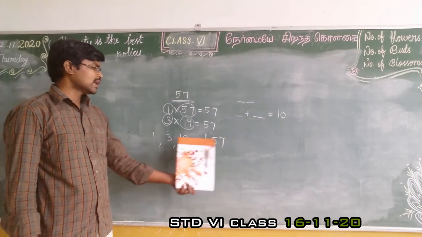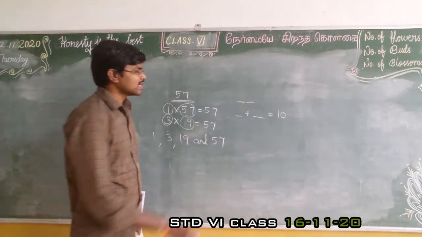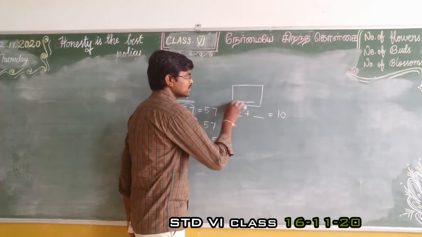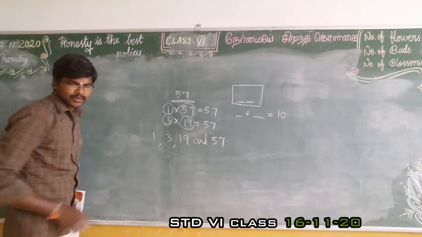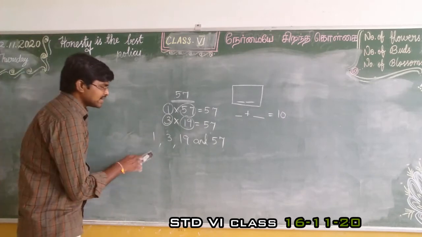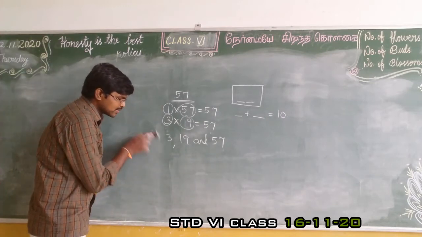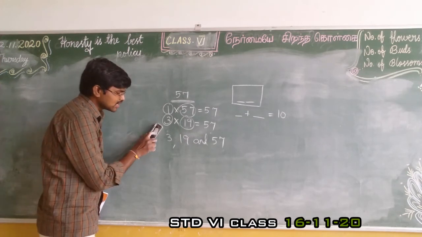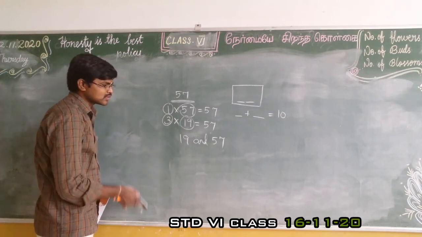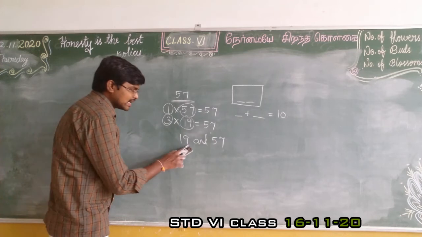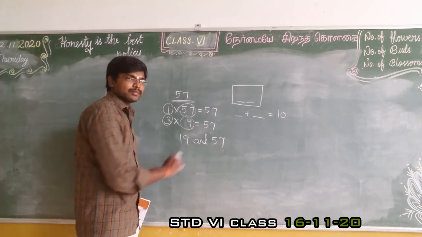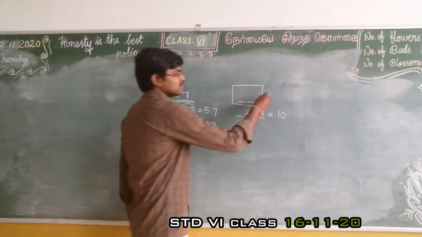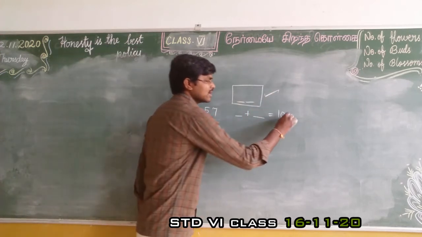So here what hint have they given? It is a 2-digit number. So here which one is a 2-digit number? 19 only. So 1 is a single digit number, and 3 is also a single digit number. So erase them. 19 and 57. So these are the 2-digit numbers, and also we have a condition.